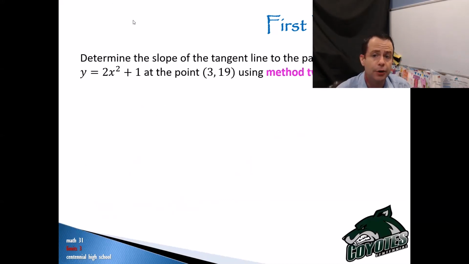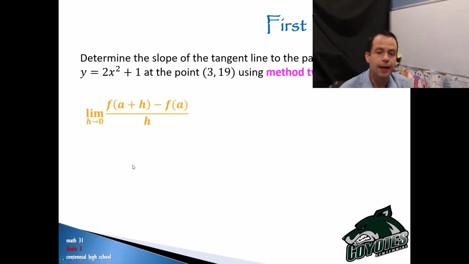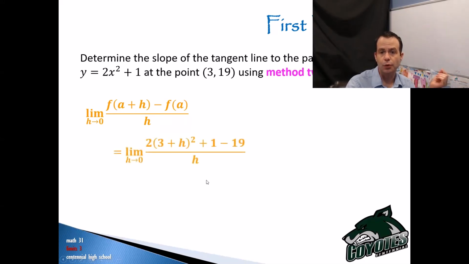All right, now we're going to try method 2. Same question. I should get the same answer. We're just trying it in a different method. So for method 2, I've got f of a plus h minus f of a, all over h, and h is going to approach 0. So we know that a is 3. We know that f of a is 19. So what I do is I take my f equation.